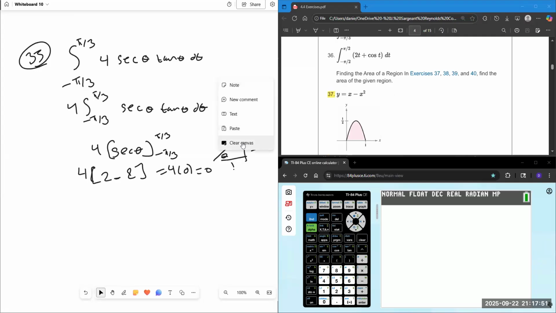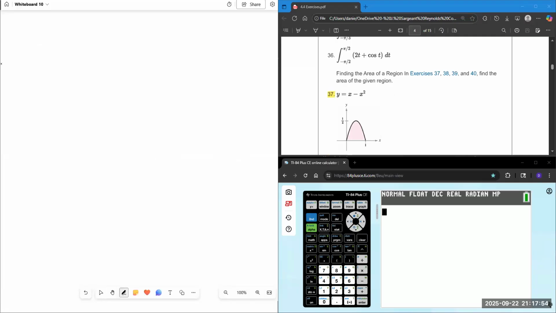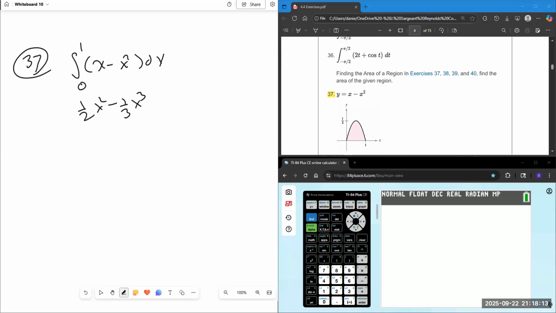Let's find the area of the region here in 37. Integral from 0 to 1 of x minus x squared dx is 1/2 x squared minus 1/3 x cubed from 0 to 1, which is 1/2 minus 1/3. Then it's just 0. This is 3/6 minus 2/6, which is 1/6 of a square unit.